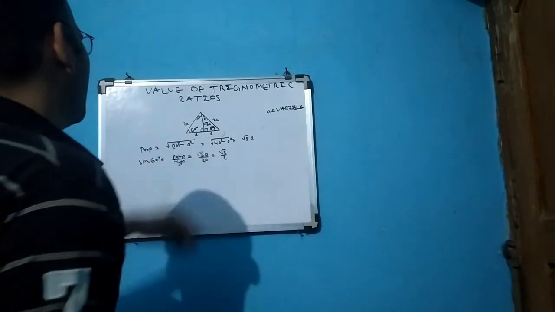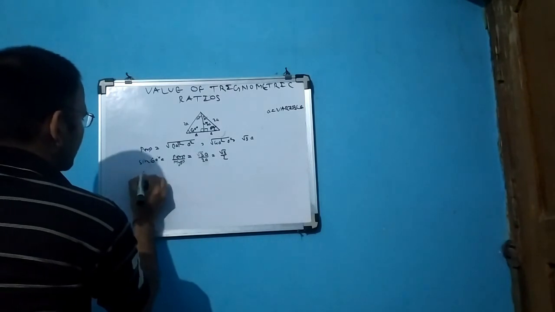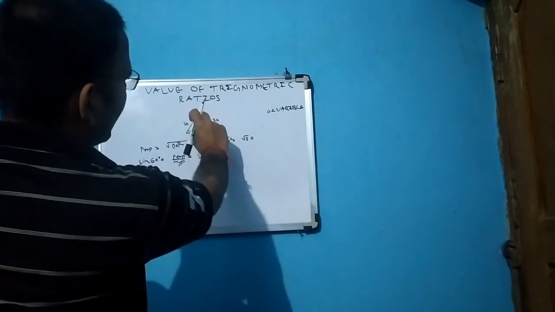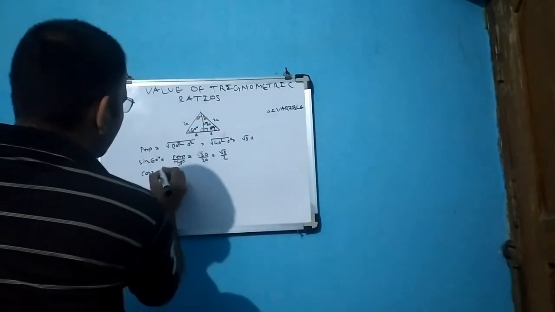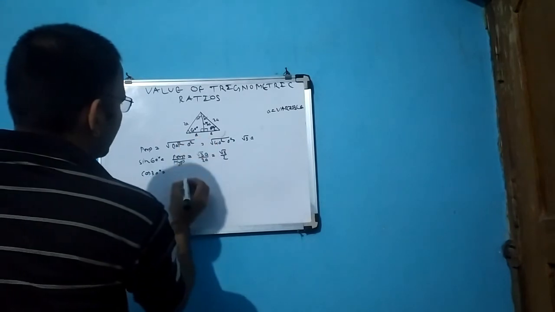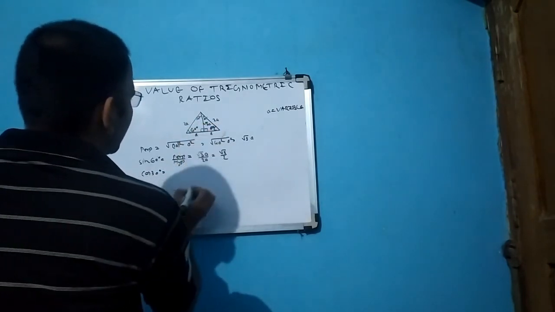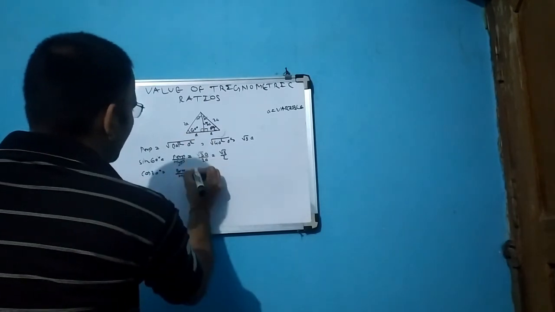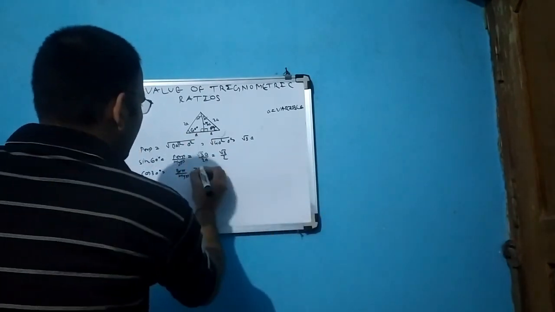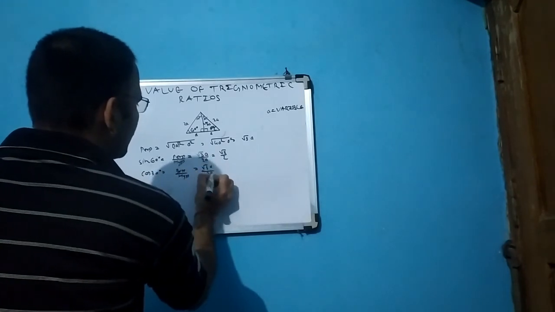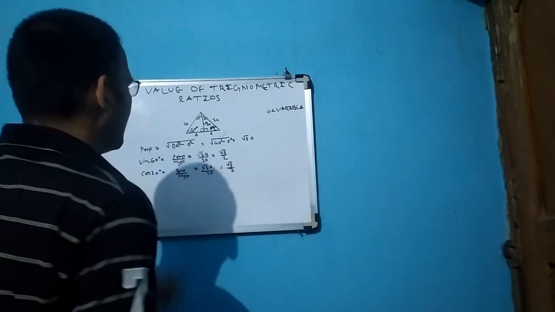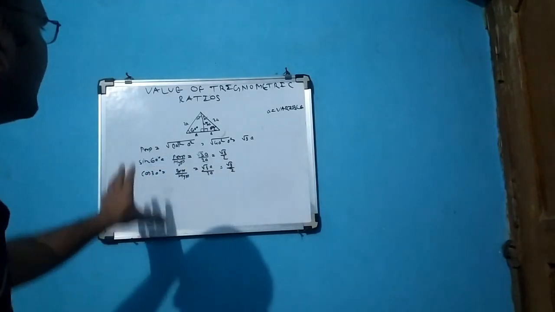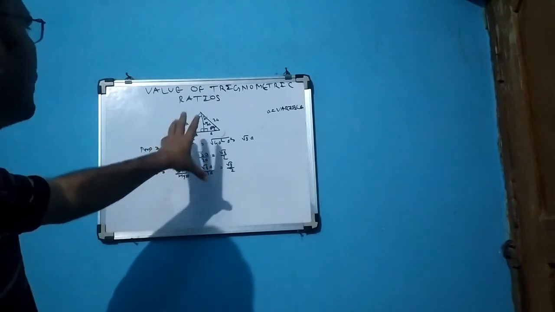Similarly, we can define sine of 30 degrees too. You just have to invert this triangle. So sine 30 degrees would be equal to base divided by hypotenuse. Base divided by hypotenuse in this case would be a divided by 2a. So this is how you can derive the value of a trigonometric ratio.